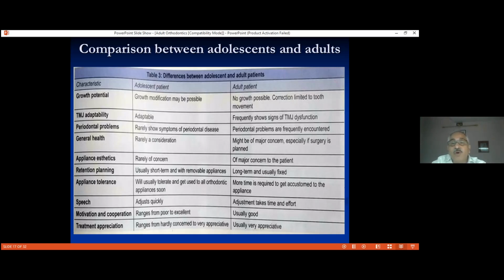More time is required to get accustomed to the appliance in the adult cases. Speech is adjusted quickly, but the adjustment in the adult patient takes a lot of time and effort. Motivation and cooperation range from poor to excellent, but adult patients are usually pre-motivated and very cooperative once they make up their mind. Treatment appreciation ranges from hardly concerned to very appreciative, but the adult patient is usually very appreciative and a very good practice builder.